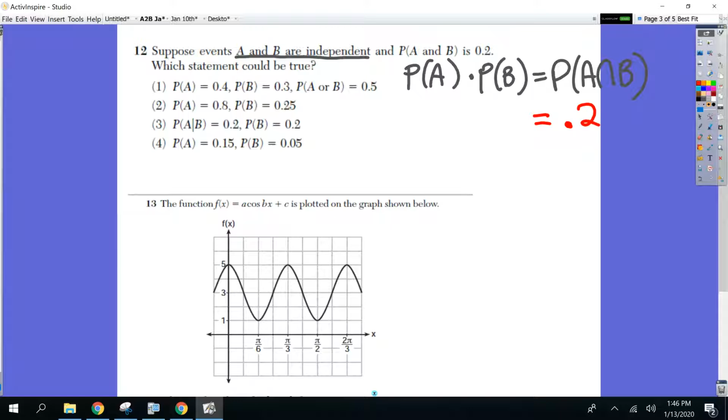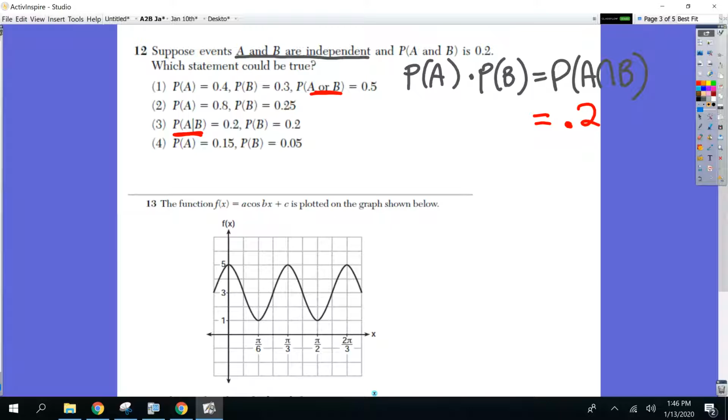So what I'm asking you to do is go through your choices and figure out: when I multiply A and B, what gives me 0.2? You've got to do that on your own. Staring contest won't do it with me. Don't worry about all the other gibberish, A or B, A given B, doesn't matter. I'm looking for P of A and P of B, and when I multiply the two, I better get 0.2 if they're independent. That's all it is, knowing that formula. They're independent, so when I multiply them, it equals P of A and B.